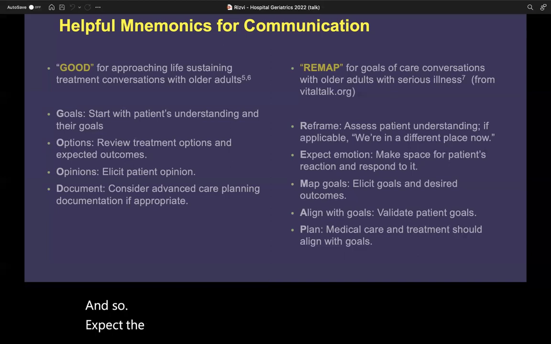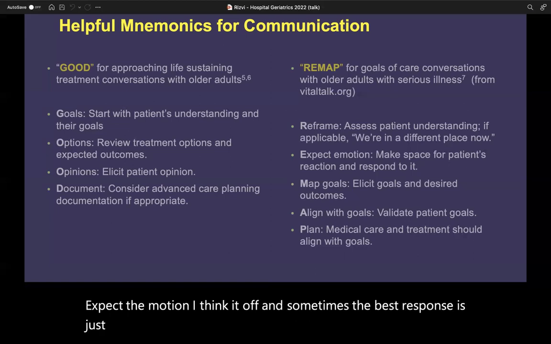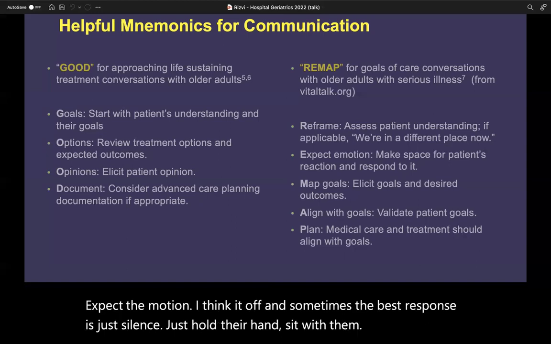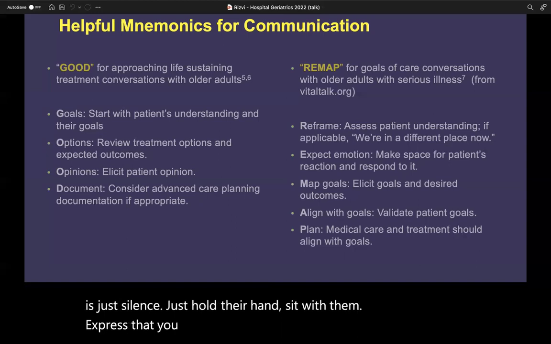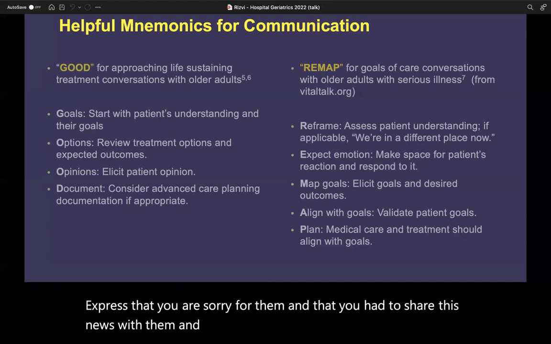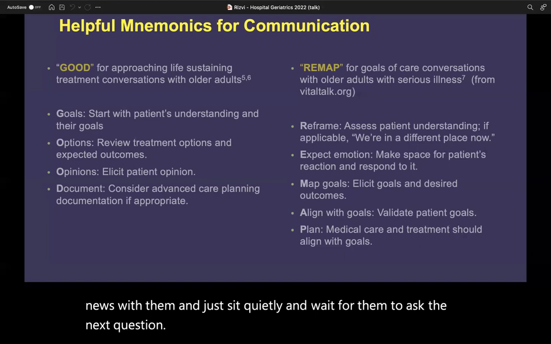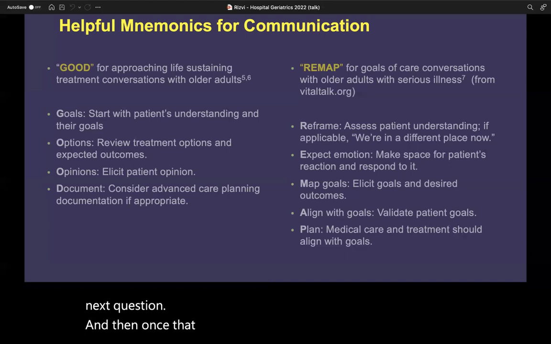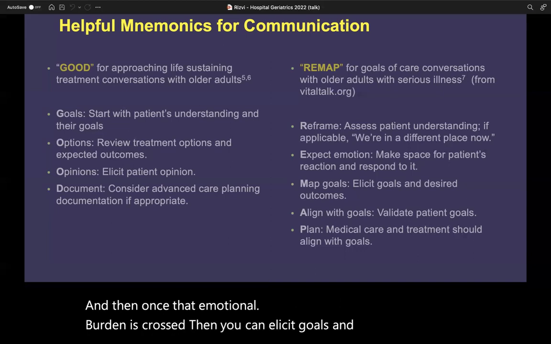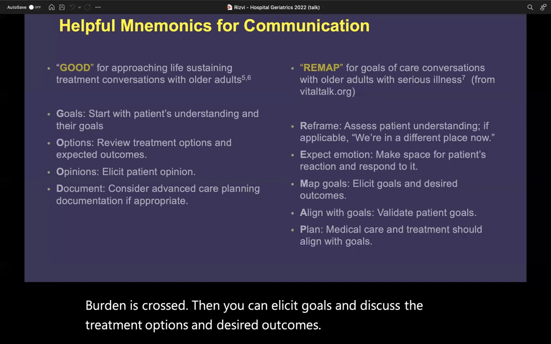I think often sometimes the best response is just silence. Just hold their hand, sit with them, express that you are sorry for them, and that you had to share this news with them, and just sit quietly and wait for them to ask the next question. And then once that emotional burden is crossed, then you can elicit goals and discuss the treatment options and desired outcomes. And then validate patients' goals.